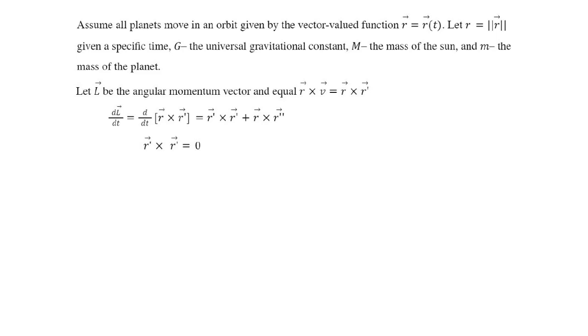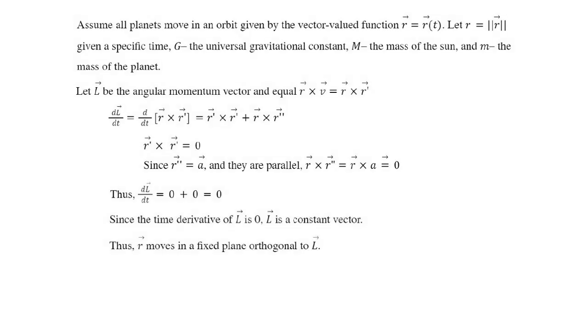We know that the cross product of the same vector equals 0, so r prime cross r prime is 0. We also know that since r double prime is equal to the acceleration vector, and r and acceleration are parallel, the cross product is also equal to 0. Thus, the derivative is going to equal 0, and L is a constant vector. Thus, we can say that r moves in a fixed plane, because the normal vector, i.e. the L vector to the plane, is constant.